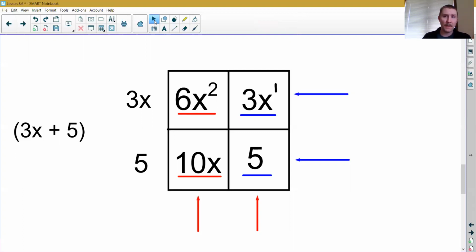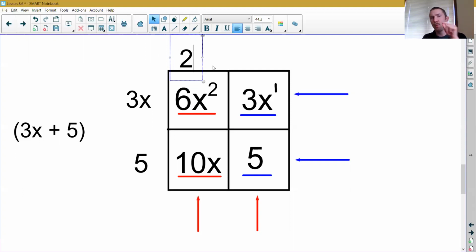I see a 6 and I see a 10. What can 6 and 10 both be divided by? They can both be divided by 2. Okay, they can both be divided by 2. So I'm going to factor out a 2.